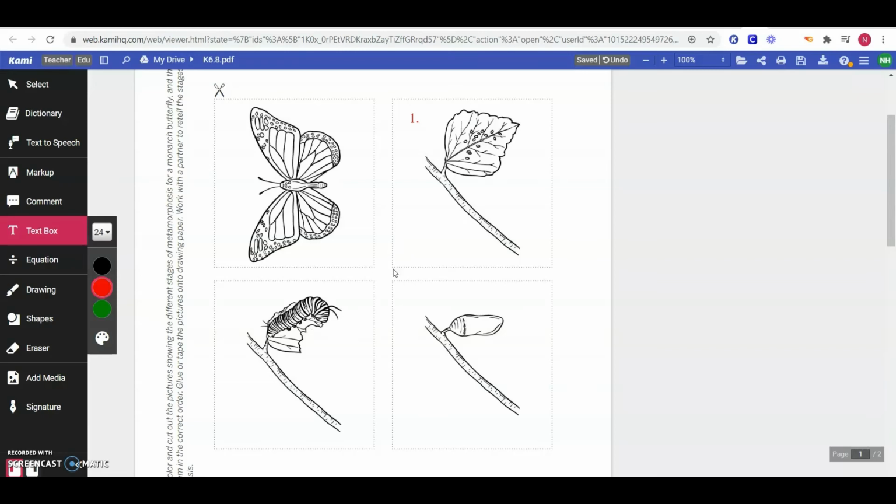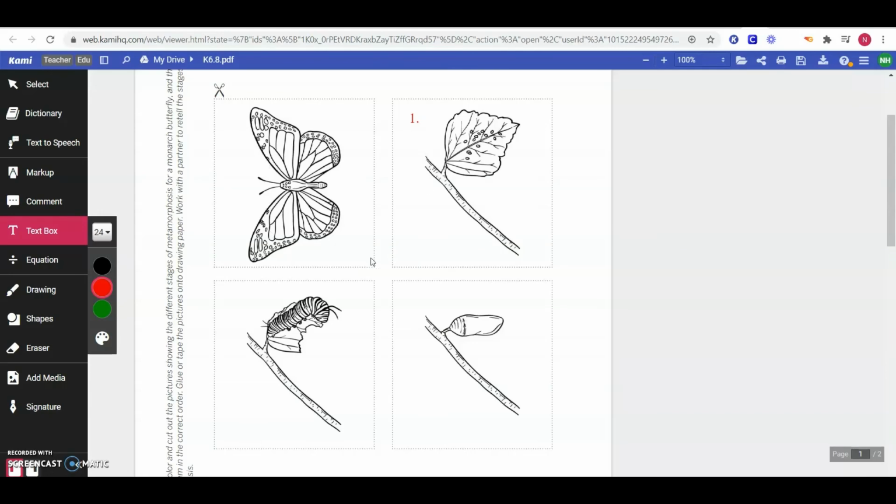Go ahead and put a number 2 next to the picture that shows the second step in the life cycle of a butterfly. Then place a number 3 next to the picture that shows the third step, and a number 4 that shows the next and last step.